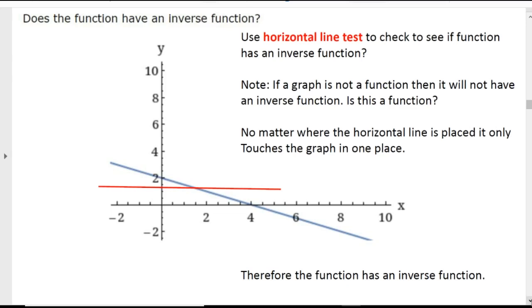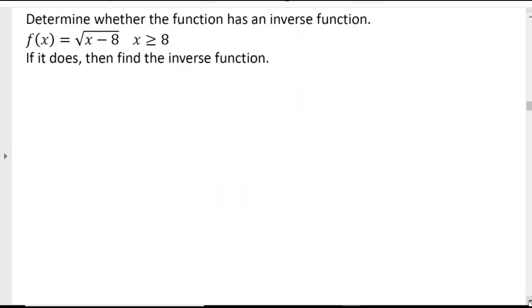But we use a horizontal line test, which is illustrated here with the red line, to check to see if we have an inverse. If the horizontal line crosses your graph in only one place, then the function will have an inverse. And just note that if a graph is not a function, then it cannot have an inverse. So this one is a function, and it passes the horizontal line test, therefore it does have an inverse.